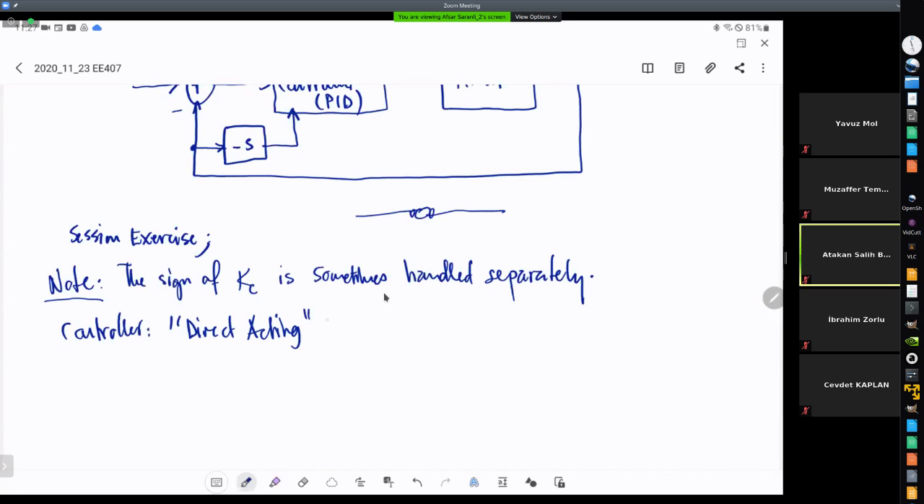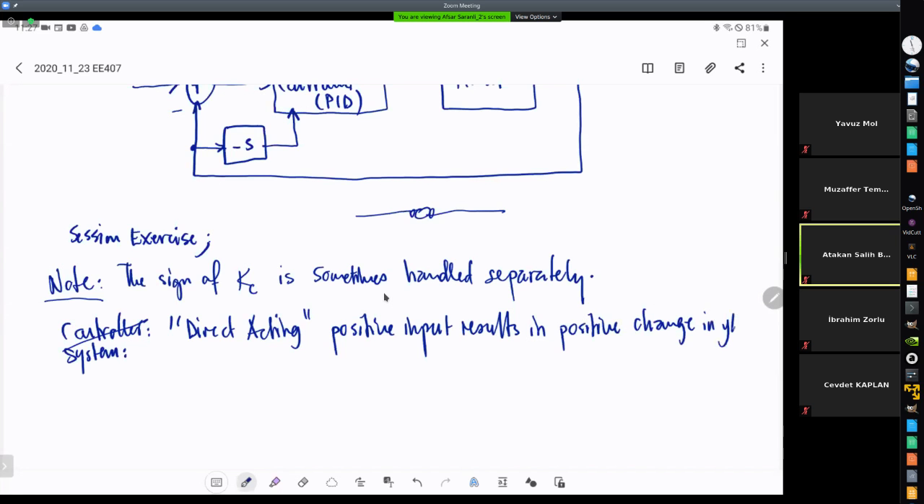Direct acting means positive input results in positive change. Not controller, actually. It's actually a system terminology. So we call the system direct acting if a positive input to the system results in positive change in y of t.